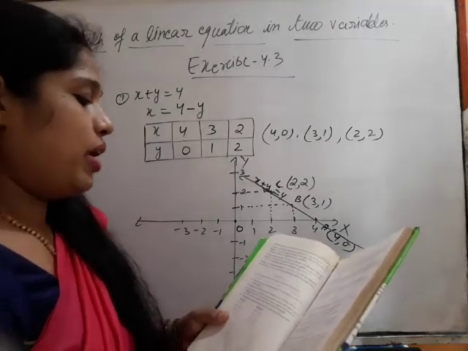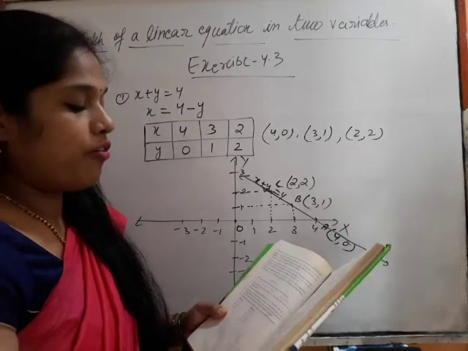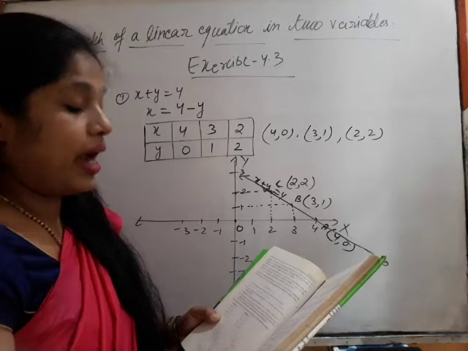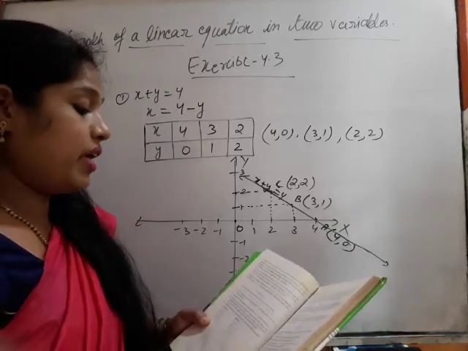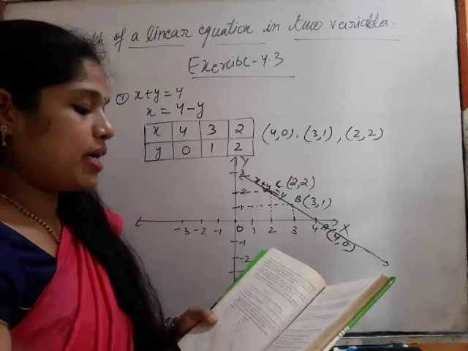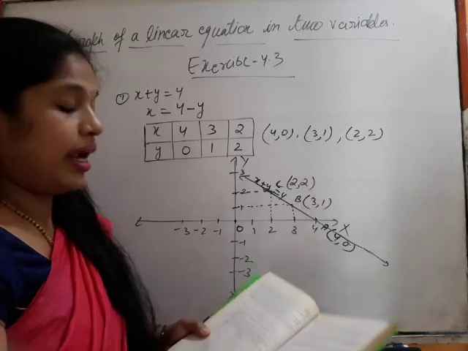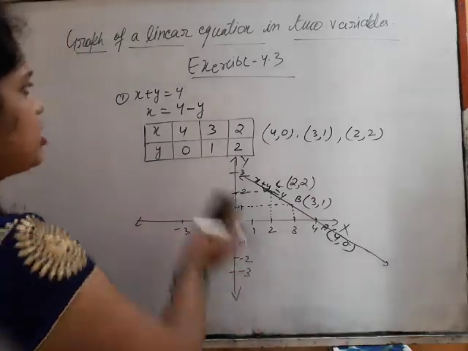Question number 2. Give the equations of two lines passing through (2, 14). How many more such lines are there and why? This is the important question, students. Now, what is the question? Let me explain you.